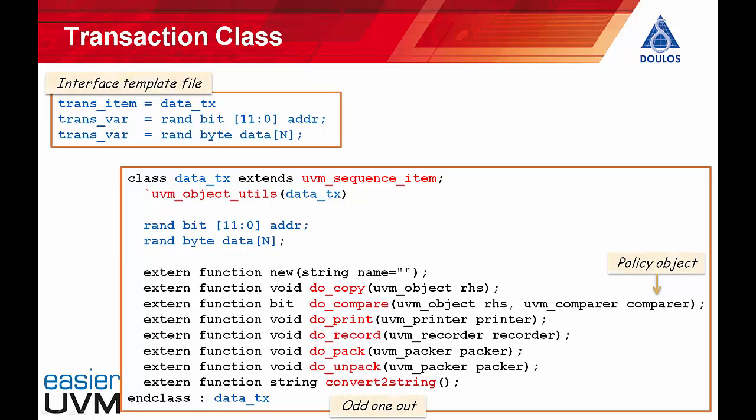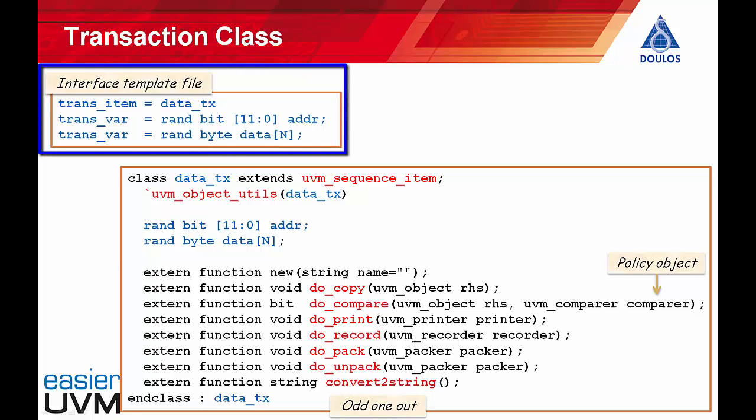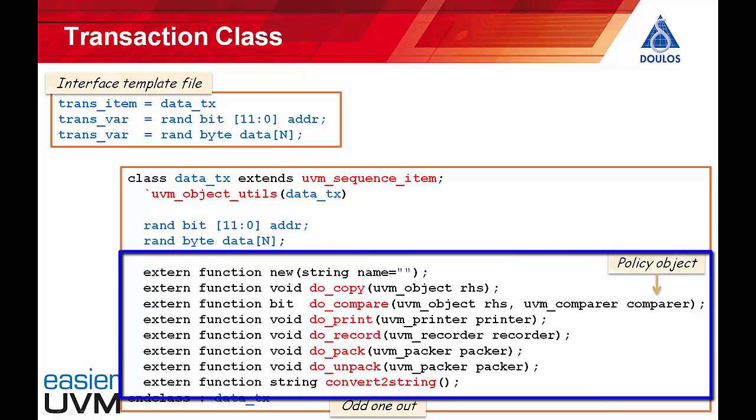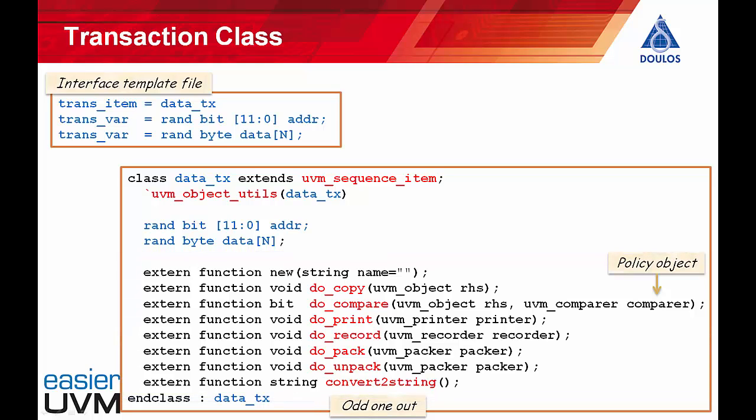So here's a user-defined transaction class that was actually generated by the easier UVM code generator. So you can see here in the easier UVM interface template file, we've merely had to define the name for the transaction class and any user-defined data fields within the transaction. And the code generator has then created a class that extends UVM sequence item, the UVM object utils macro, then the user-defined data fields, and then a whole bunch of boilerplate code representing all the methods that I'm talking about. And there's a couple of things to notice about these methods.